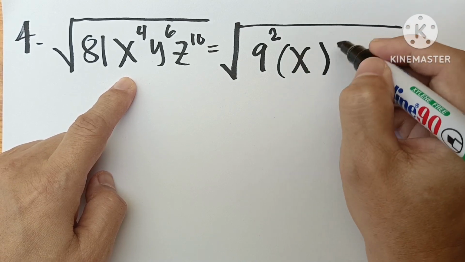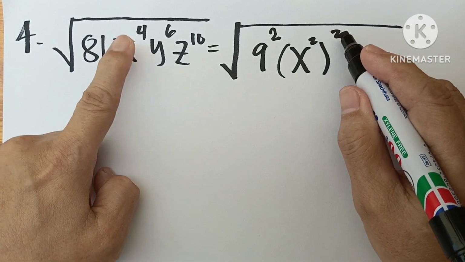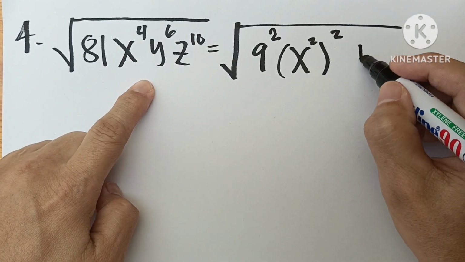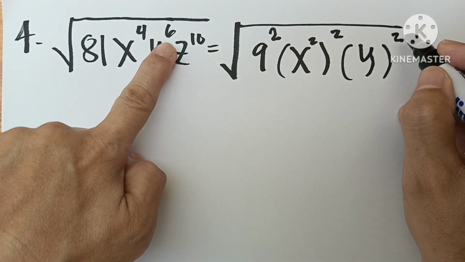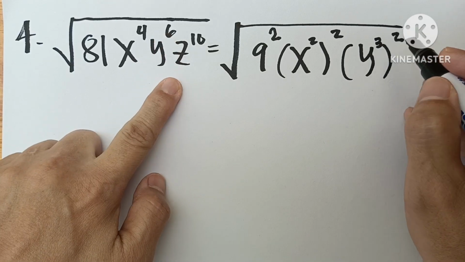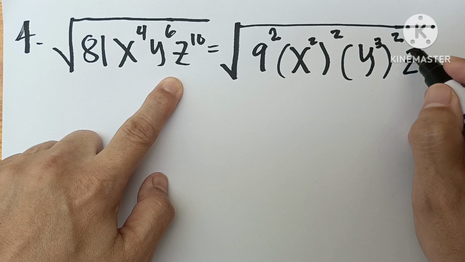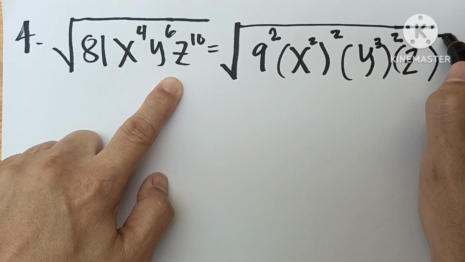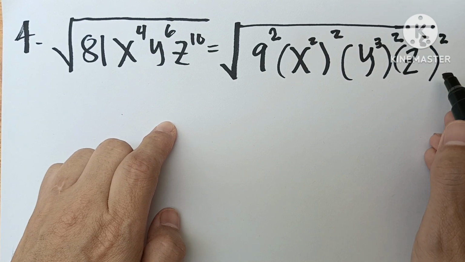Now, for x to the 4, again, we square. And then, m is also equal to 2 because 2 times 2 is 4, no? Again, wala na namang remainder. Now, for y, we have 6. Square natin. So, m must be equal to 3 para maging 6. Again, wala na namang remainder. And for z, square natin uli so that m is equal to 5, no? Because 10 divided by 2 is 5.